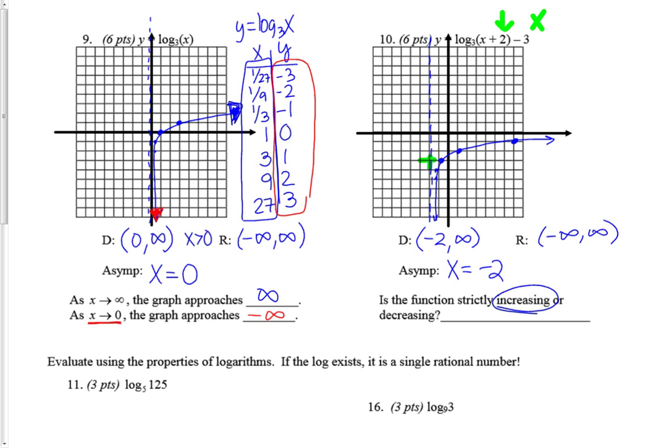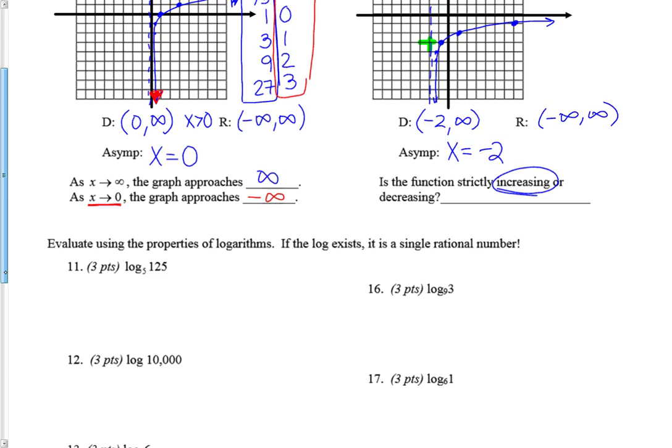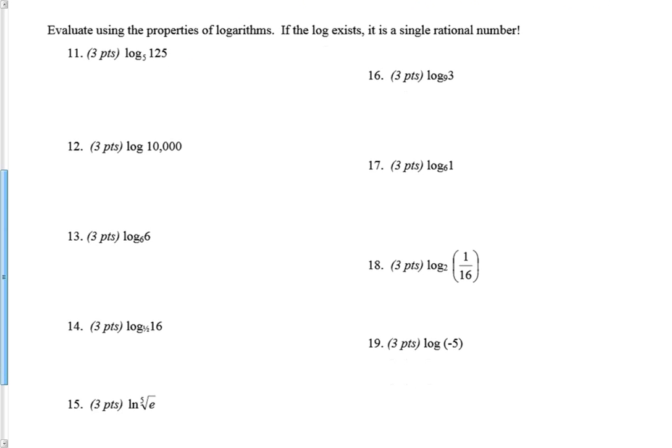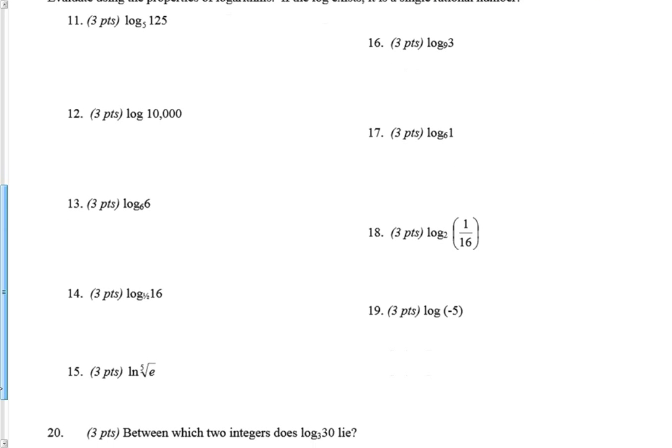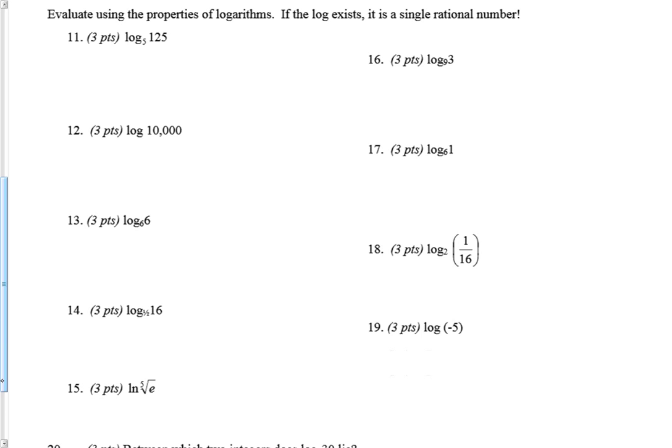All right, the next bit is evaluating using the properties of logarithms. It says if the log exists, it is a single rational number. So that means we want to give nice simplified answers. So what is this asking? Log base 5 of 125. The question that's asking is 5 to what power gives me 125? Well, 125 is 5 to the 3rd power, so that means the answer to the logarithm is 3.